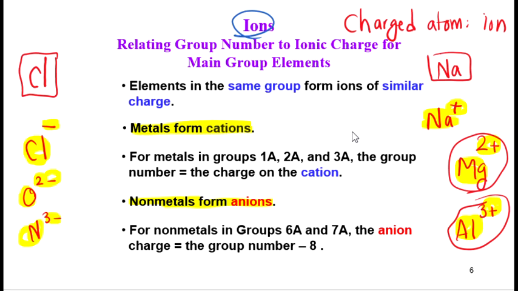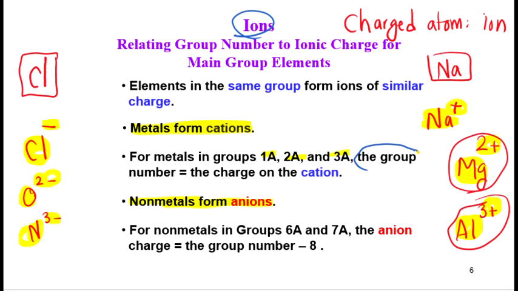Right now, I'm going to talk about how to find these positive and negative charges. How do we find out that sodium has one positive, magnesium has two positive? So this is the rule we need to work on. Metals in group 1, 2, 3 follow this rule.